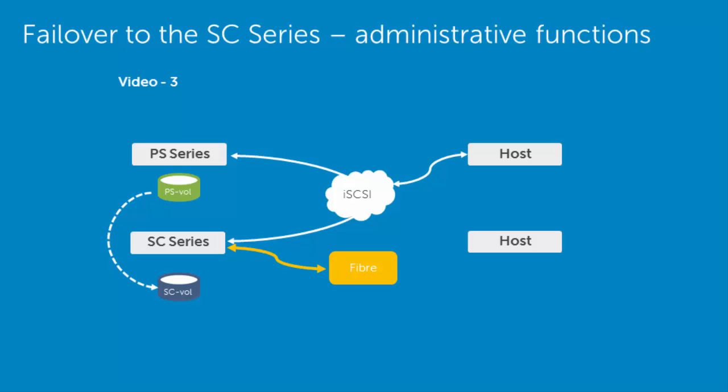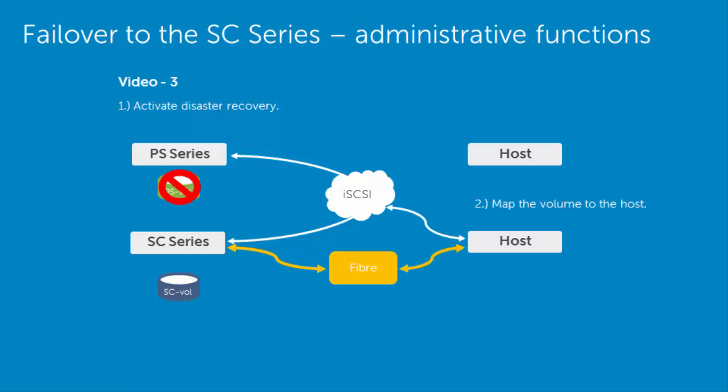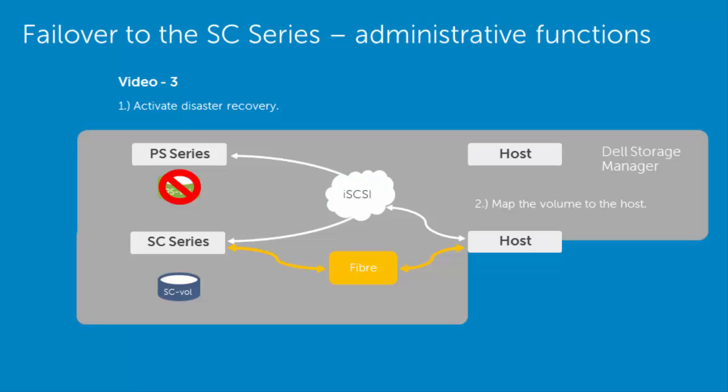To failover, we activate disaster recovery in the DSM. This will take the volume offline to the host and stop the replication between the two arrays. And it'll also allow us to map that volume to the SE series array. Now, once we map that volume to the host, we have to online the volume to the operating system. All of this that I show in the gray here is done through and managed by the Dell Storage Manager. However, when you online the volume to the host, you will need to go in the operating system to do those commands.